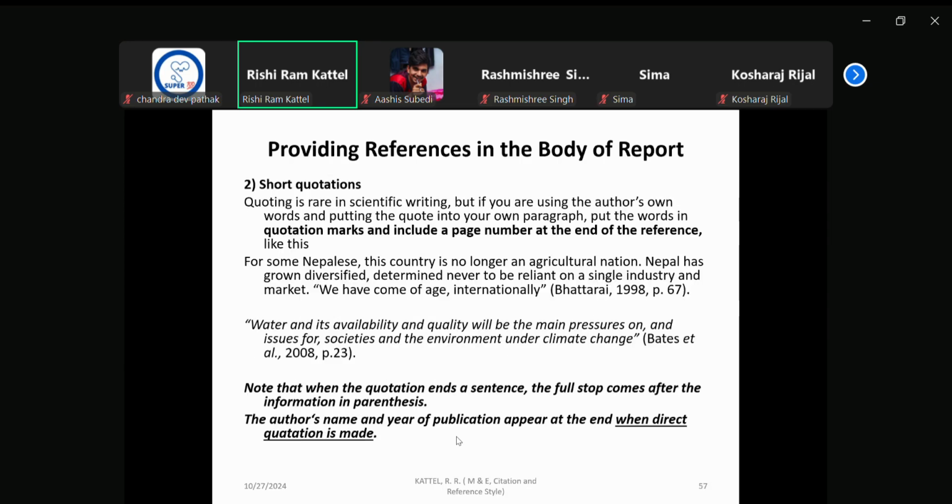Short quotation. Quoting a year is used in scientific writing, but if you are using the author's own words and putting the quote into your own paragraph, put the words in quotation marks and include a page number at the end of the reference, like this. For some Nepalese, this country is no longer an agricultural nation. Nepal has grown diversified, determined never to be reliant on a single industry and market. We have come of age internationally. This is the quotation, Butterai 1998, p. 67. When you quote, you have to put the quotation and also the page number.